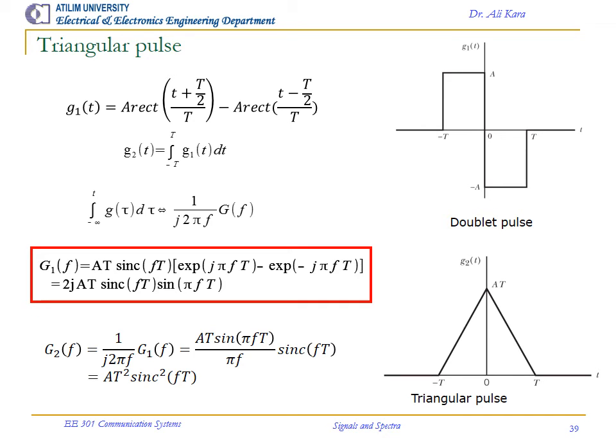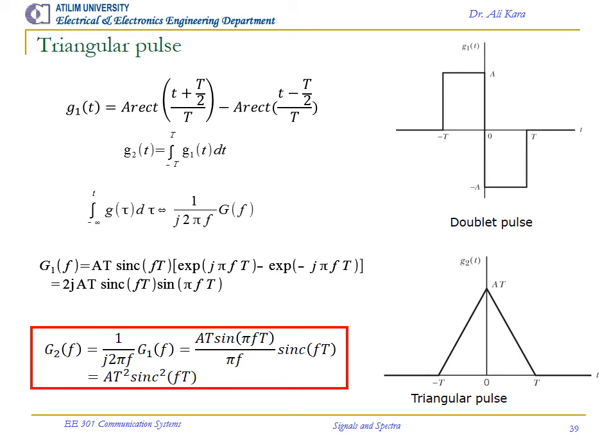First calculate the Fourier transform of g1 of t, that is, capital G1 of f is equal to 2 j a capital D times sinc of f capital D times sin pi f capital D. Note that g1 of t is real and odd symmetric, therefore its Fourier transform is odd and purely imaginary, whereas the triangular pulse g2 of t is real and symmetric, therefore its Fourier transform is symmetric and purely real. Then, using the integration in time domain property, we find the Fourier transform of the triangular pulse g2 of t. Capital G2 of f is equal to a times capital D squared times sinc squared of f capital D.